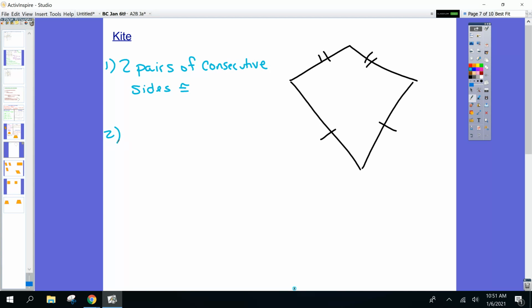All right, what else you got for me? Kite. The longer diagonal bisects the shorter diagonal. There you go. Longer diagonal bisects the shorter.